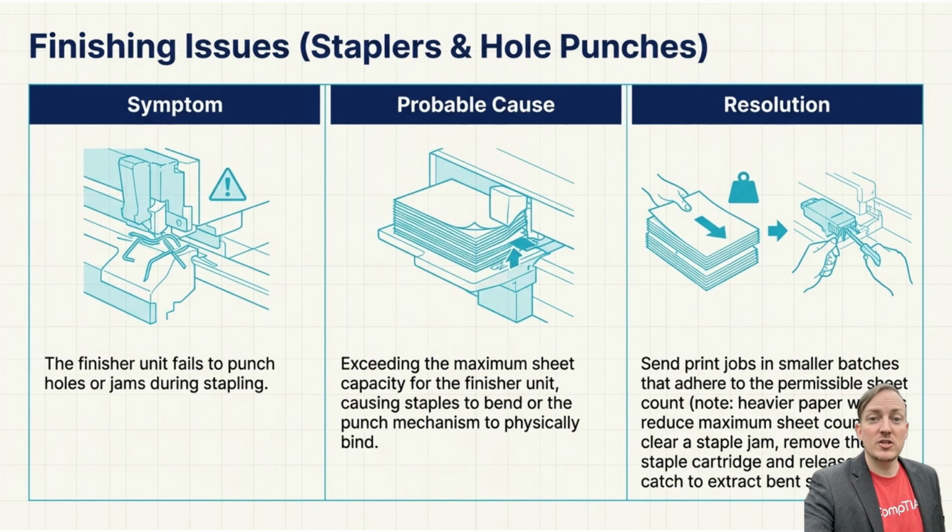What about finishing issues with staplers and hole punches? The finisher unit fails to punch holes or jams during stapling. This usually happens when you exceed the maximum sheet capacity for the finisher unit, causing staples to bend or the punch mechanism to physically bind. Send print jobs in smaller batches that adhere to the permissible sheet count, keeping in mind that heavier paper weights reduce the maximum sheet count. To clear a staple jam, remove the staple cartridge and release the catch to extract bent staples.